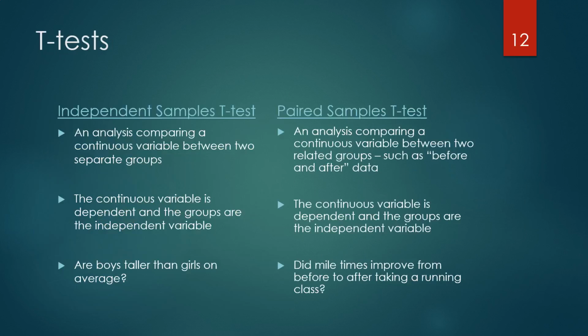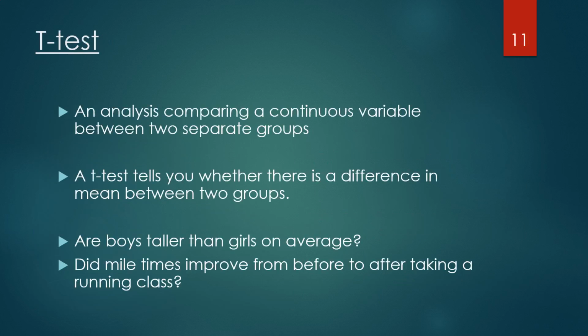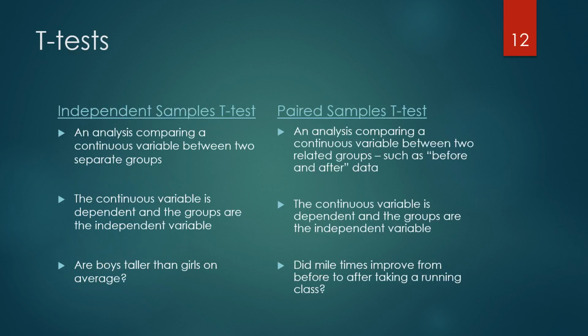So just to go over it again, a t-test is an analysis that compares two numbers. So if you're comparing the height in boys and girls, then you would use a t-test. Or if you're comparing the effect of a drug on a person before and after they take it, you would use a t-test because you're looking at two numbers, two averages, and you're checking to see whether there's a difference there.